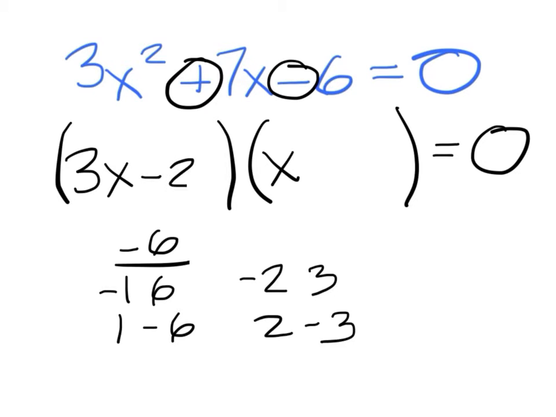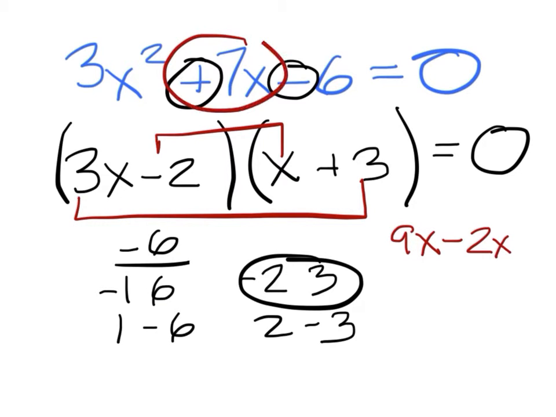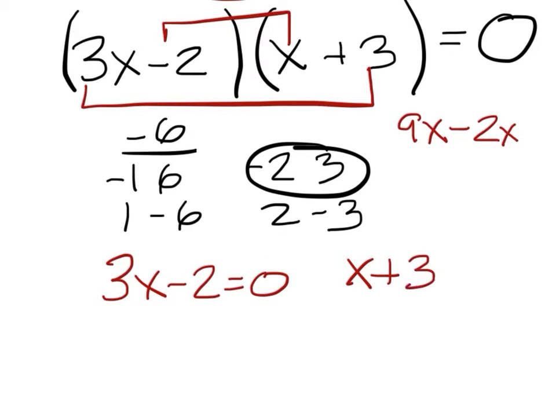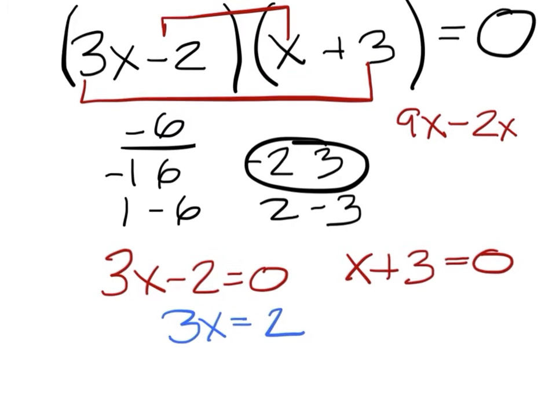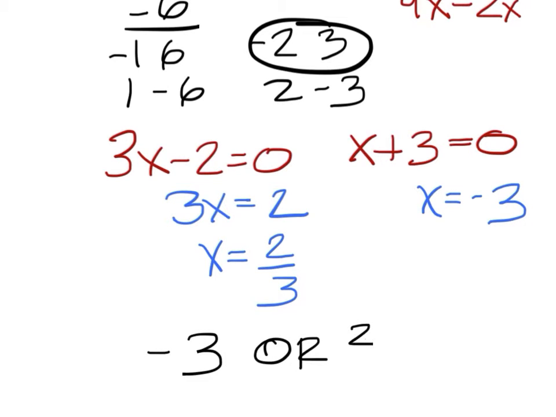Negative 2 plus 3. So we'll try negative 2 and 3, which is this choice. 3x times 3 is 9x, and negative 2 times x is negative 2x. That does give me the 7x that I need in the middle. So we have to set 3x minus 2 equal to 0 and x plus 3 equal to 0. That would be 3x equals 2, and then divide by 3 to get 2/3. Over here it would simply be a negative 3. Your answers should be negative 3 or 2/3.